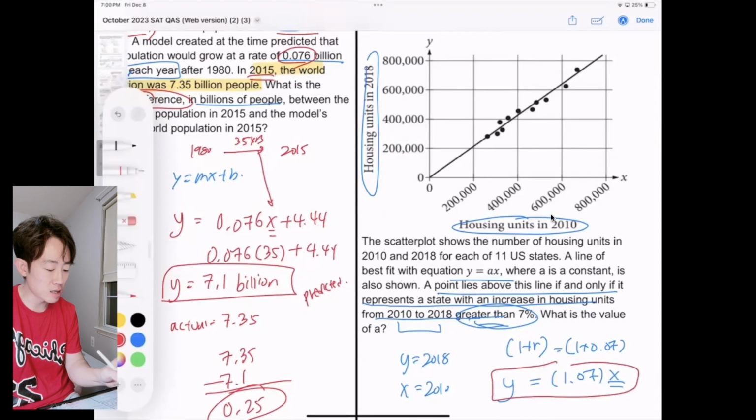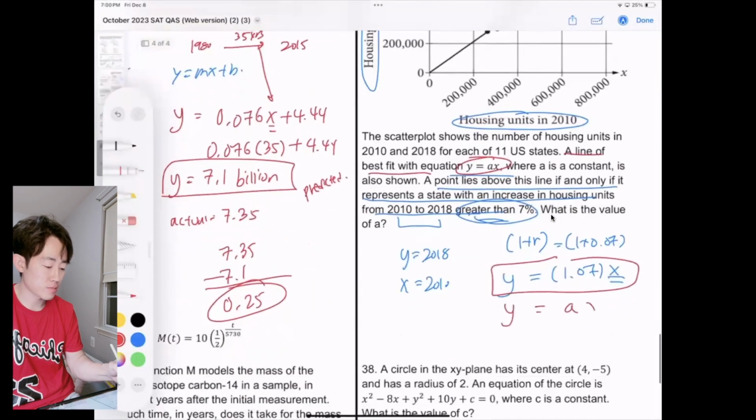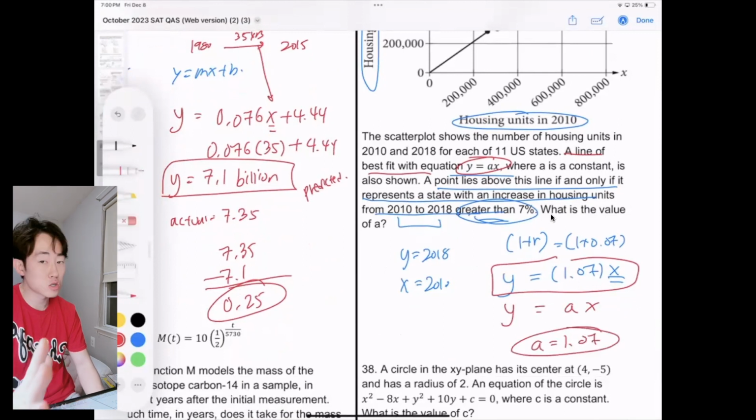And so if they say a line of best fit with the equation y equals ax, what is the value of a? I mean, just match them up, and a literally equals 1.07. Again, the wording of this could have been so much better. I feel like they should just ask you for the slope.